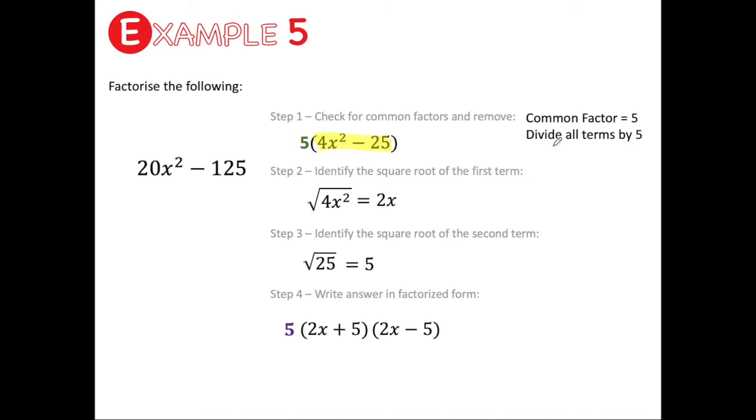Then I need to make sure that I'm including the 5 that I removed as my common factor. So the factorized answer of 20x squared minus 125 is equal to 5, 2x plus 5, 2x minus 5. So that's an example of how we can do the factorization by removing a common factor.